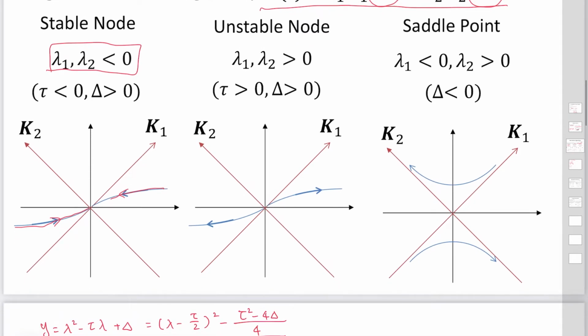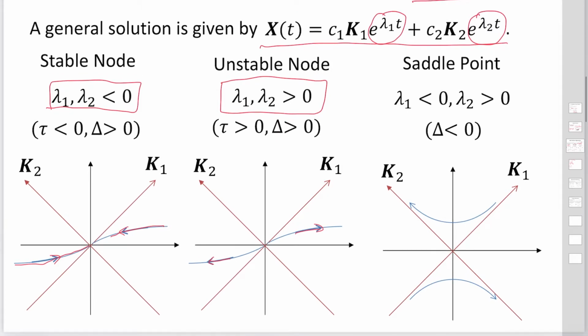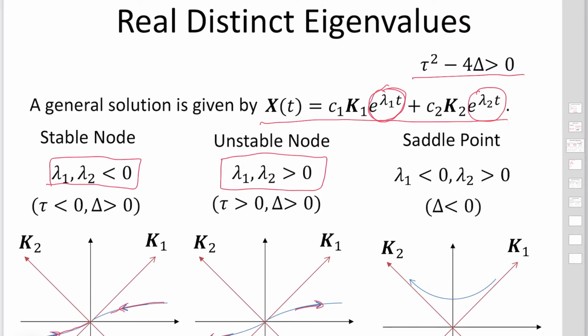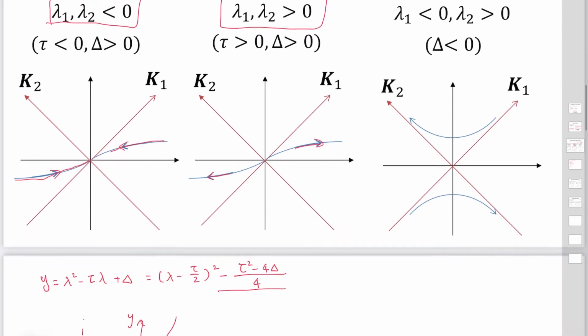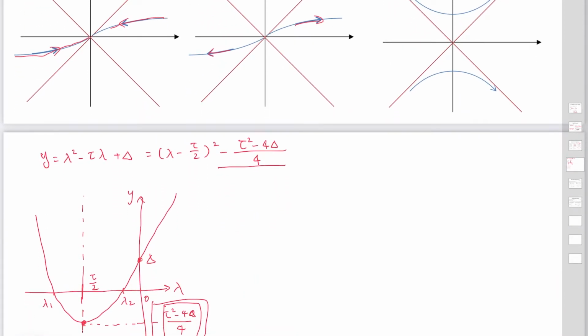The second case is when both quantities become positive. Then the particle is moving away from the critical point at the origin, because exponential lambda sub 1 t and exponential lambda sub 2 t both increase with time. So in this situation both quantities are positive. So lambda, y-axis, like this situation. This is delta, 0. This is tau over 2. Lambda sub 1 and lambda sub 2.